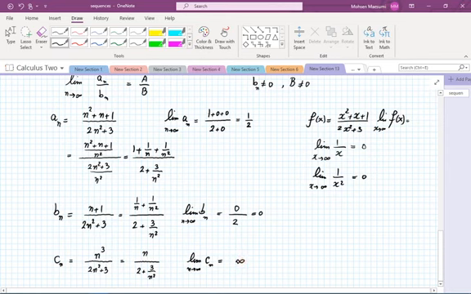So let's quickly recap what happened. If the degrees are the same, the ratio of the leading coefficients is what your limit is. If the numerator has degree less than the denominator, the limit is 0. If the numerator has a degree more than the denominator, the answer is either plus infinity or minus infinity, depending on the sign of the coefficients that you have here. Okay, we experimented with some simple examples.